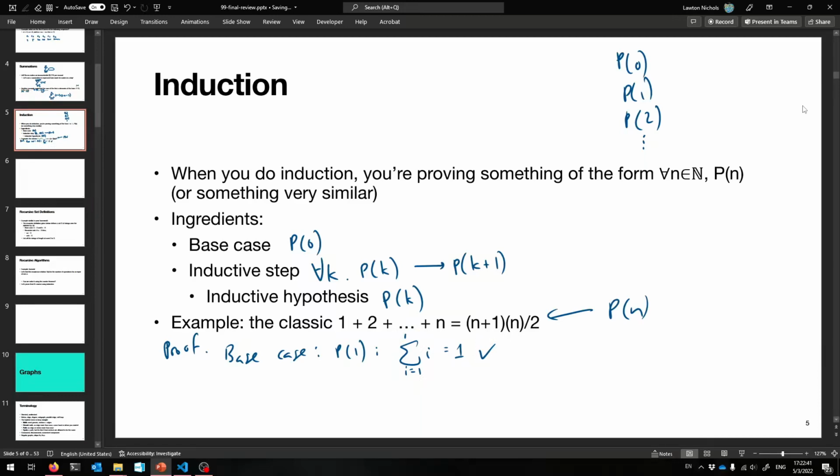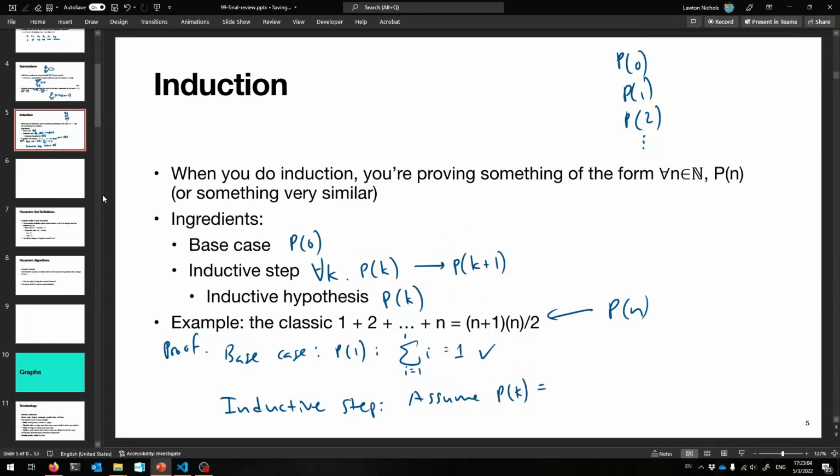Okay? So let me write it out, and then we'll do it on the next slide, because we need space. So the inductive step is like this. So we assume that P of k is true, and use that to prove that P of k plus 1 is true. So we assume P of k is true.